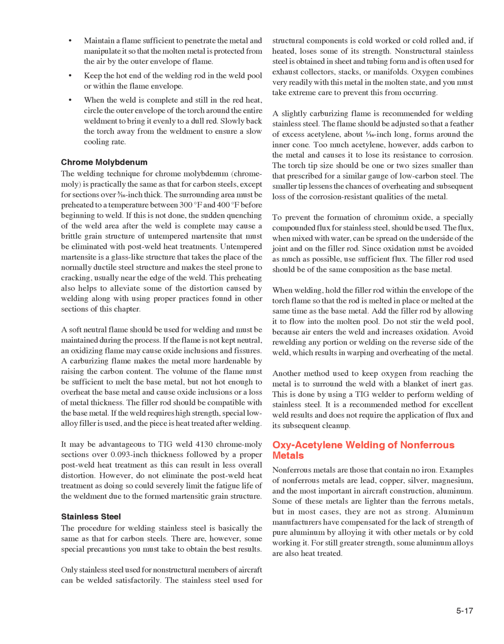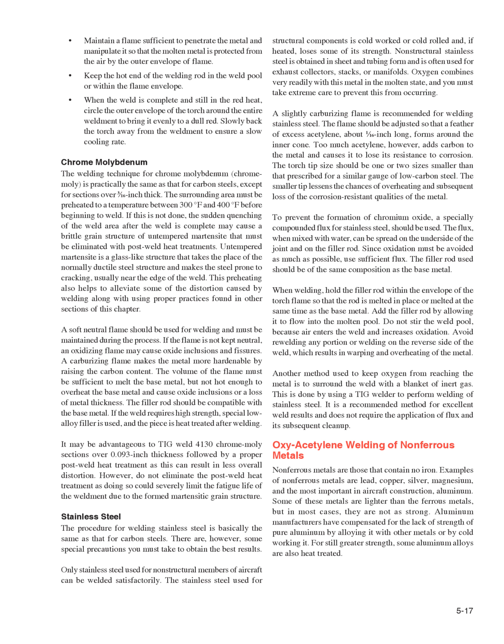To prevent the formation of chromium oxide, a specially compounded flux for stainless steel should be used. The flux, when mixed with water, can be spread on the underside of the joint and on the filler rod. Since oxidation must be avoided as much as possible, use sufficient flux. The filler rod used should be of the same composition as the base metal. When welding, hold the filler rod within the envelope of the torch flame so that the rod is melted in place or melted at the same time as the base metal. Add the filler rod by allowing it to flow into the molten pool.